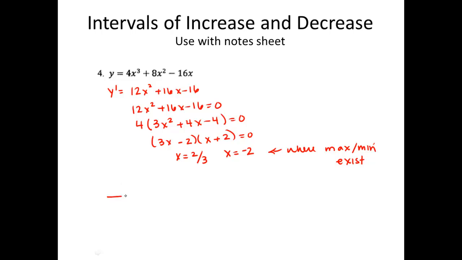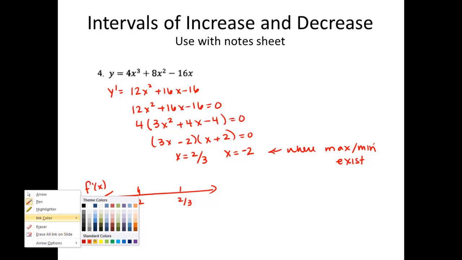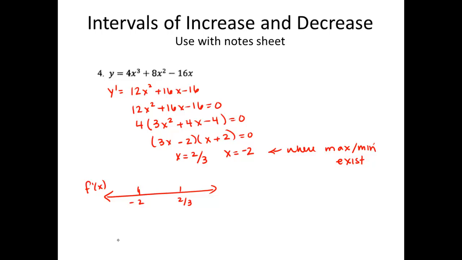Okay, so now I'm going to take my number line and I'm going to say, oh, well, negative 2 and positive 2/3, and I'm going to test my first derivative to see what happens. I'm going to grab a different color ink here so you can see a little bit better. So I'm going to pick values that are smaller than negative 2 to see what happens on the left side of negative 2. And I'm going to try negative 3. Over here I'm going to test a 0 because that falls in between. And over here I'm going to test a positive 1. I like to keep the numbers simple.